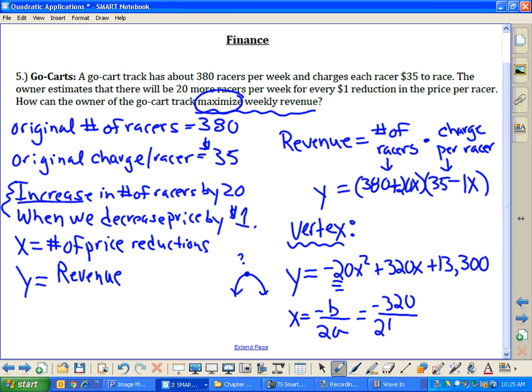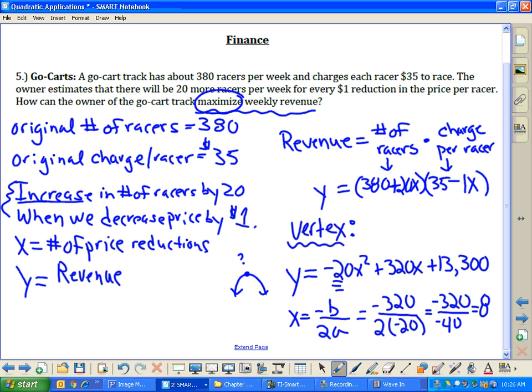Nice job. So that's the x value, though. This is the number of times he has to reduce his price. If you think back to what x originally stood for in the beginning. So he's going to reduce the price by $8. But the question asks us, what is the maximum weekly revenue? So this is where that maximum point is going to occur.